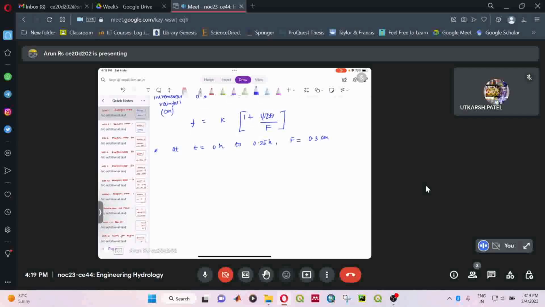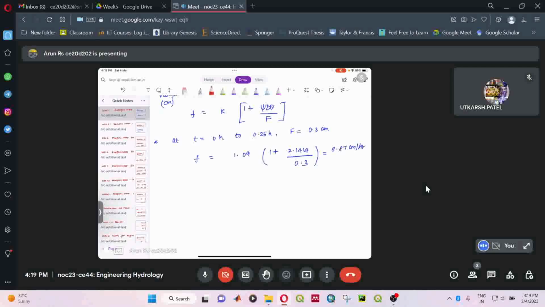First, we'll find out the infiltration rate at this time interval. We'll substitute the values: 1.09 into 1 plus 2.1414 divided by 0.3, which is equal to 8.87 centimeter per hour. This is the infiltration rate which we found. Now we are not sure whether this much water infiltrated or not. We are just assuming that this much water could be infiltrated.